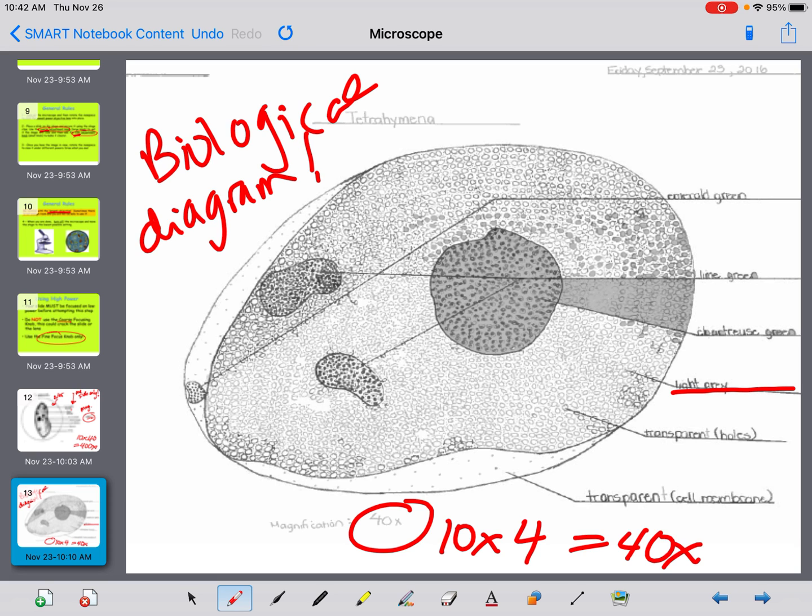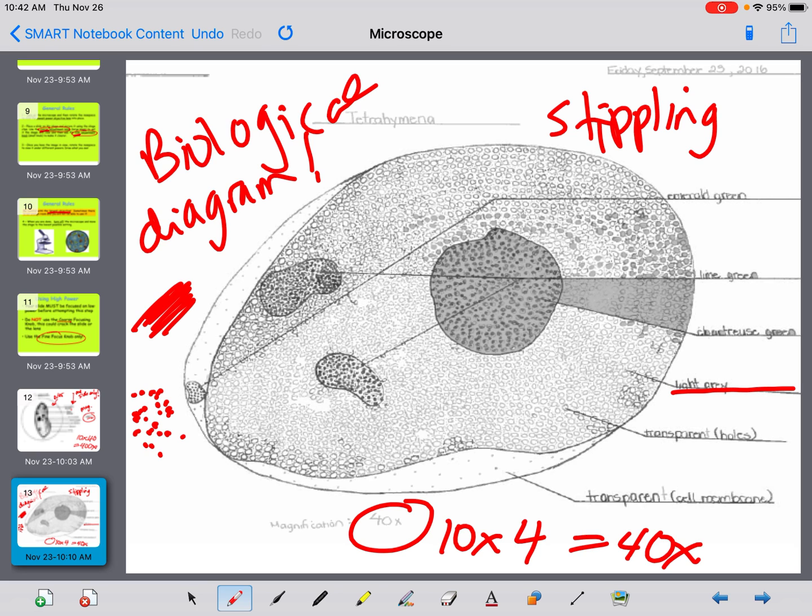Okay. Also, to do the shaded areas, they use a technique called stippling. What that means is instead of shading something, you use dots to actually create the shade. So you can see here, there's a bunch of dots around. The reason why is because they're shading in this area. So they put in a bunch of dots with their pencil to show that it's a darker region. Okay, so just to show you some examples of biological diagrams, there you go.